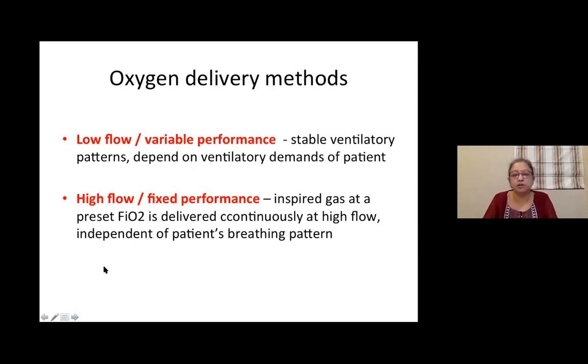Now, when we talk about delivery modes when our patients require oxygen at the ward level, there are two types of delivery methods. One is low flow variable performance, where there's a stable ventilatory pattern in the patient, where you don't need to give any help in ventilation, just in oxygenation. It also depends upon the ventilatory demands of the patient, so it is a variable performance method. The other is high flow fixed performance, where an inspired gas at a preset FiO2 is delivered continuously at high flow, independent of the patient's breathing pattern.